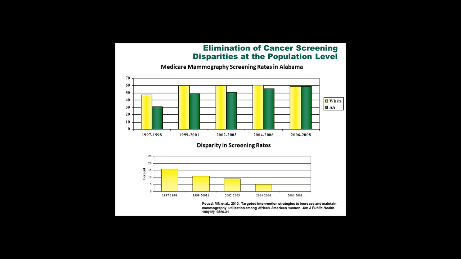And then probably the most significant and most impactful theme from the first 10 years of the project was this data that showed that over the course of the 10 years that the Deep South Network had been employed, there was actually an elimination of the disparities in mammogram screening among residents in Alabama. So taking Medicare data, looking at the years 1997 and 1998, prior to starting the Deep South Network, you saw that there was a difference between white women in yellow and black women in green. There was a significant difference, somewhere around 15 or more points, in terms of those individuals who were eligible and could get mammograms through Medicare, but did not get them.